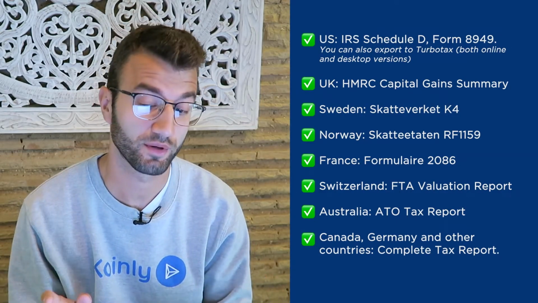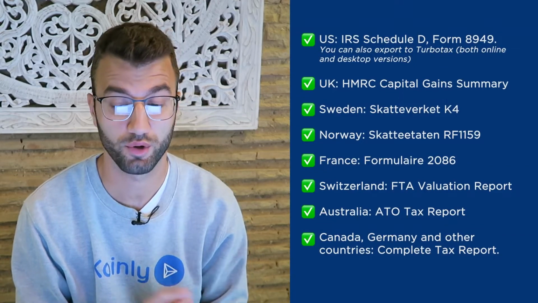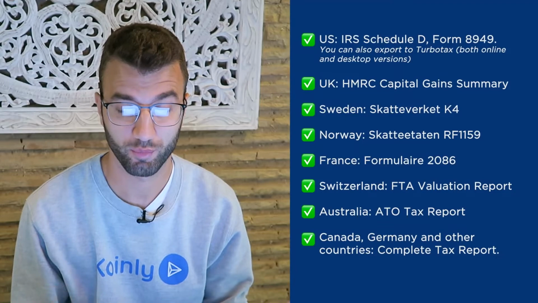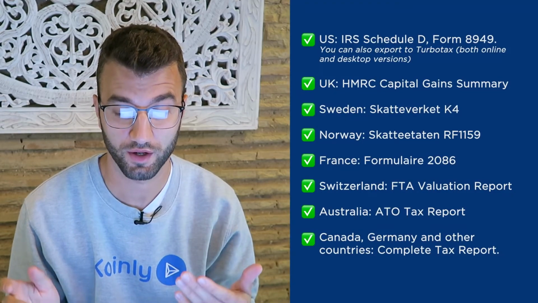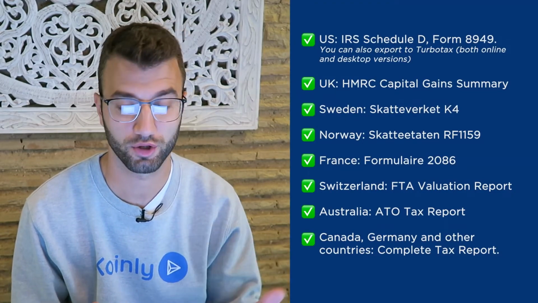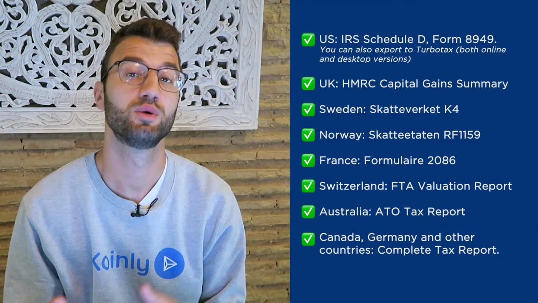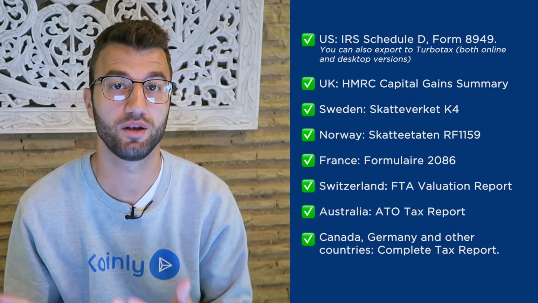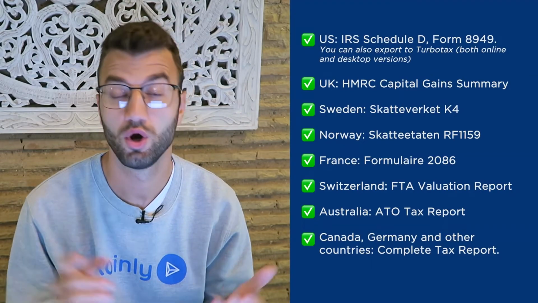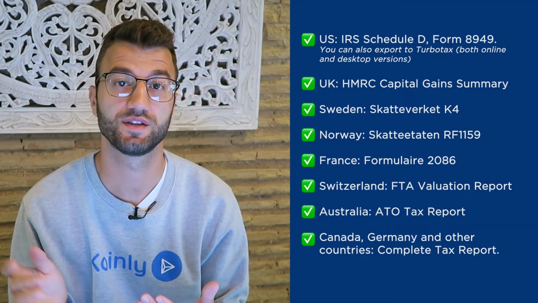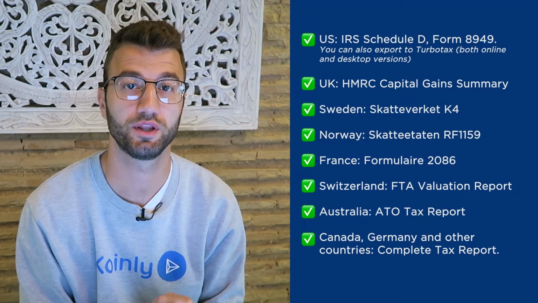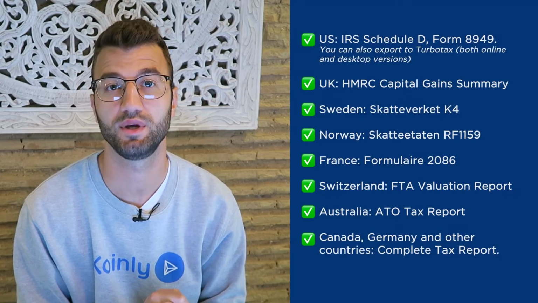So for the US, we have the IRS Schedule D, Form 8949. You can also export to TurboTax, both online and desktop versions. We have reports for UK, Sweden, Norway, France, Australia, and then Canada, Germany, and other countries. We have the complete tax report, which keep in mind is a document you can print off and give directly to an accountant to combine with your other tax documentation. Or alternatively, you can invite them to Koinly to set up their accountancy firm here with us. And then lastly, check your country's rules and regulations because this tax report might be deductible.